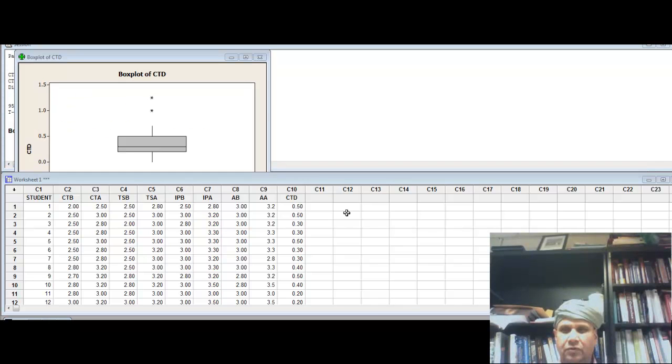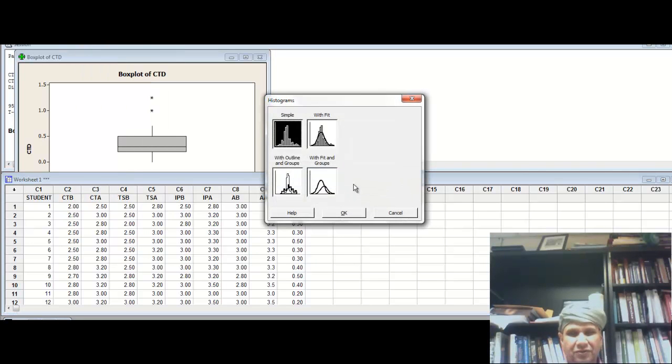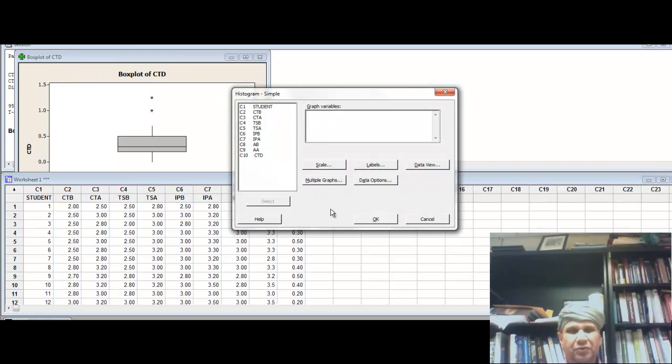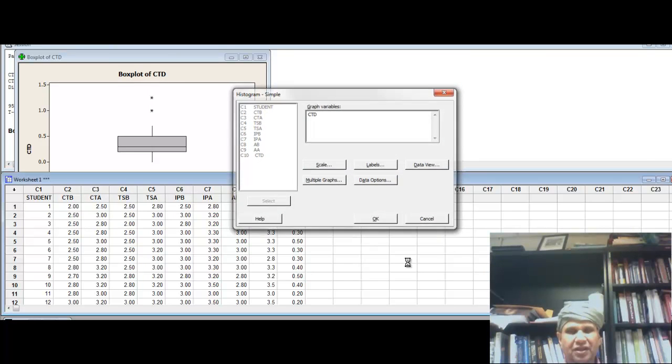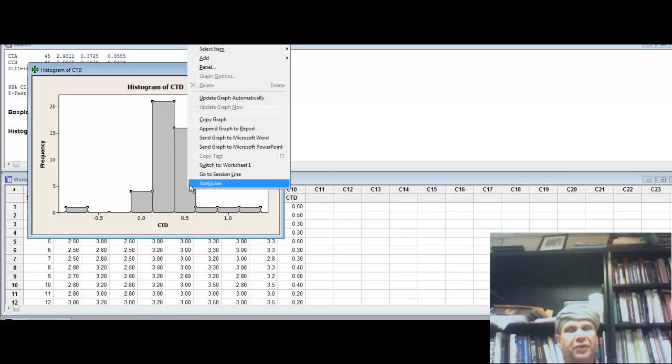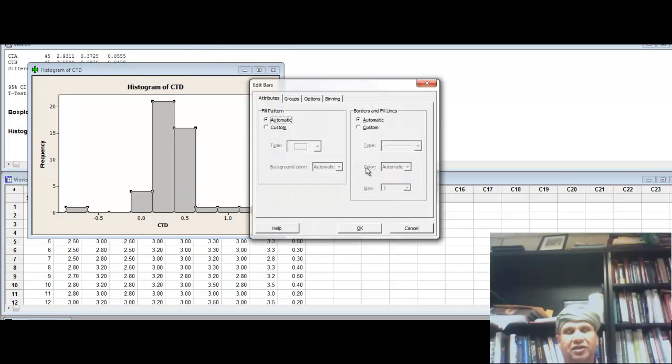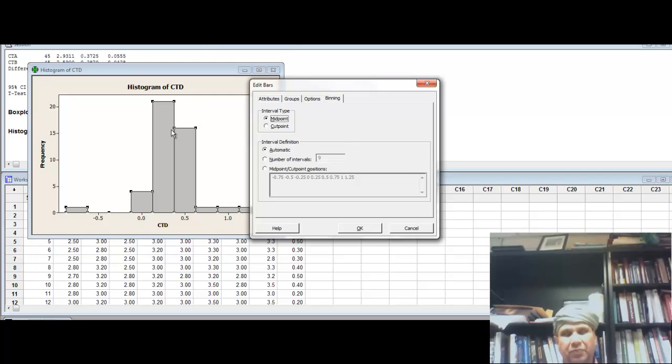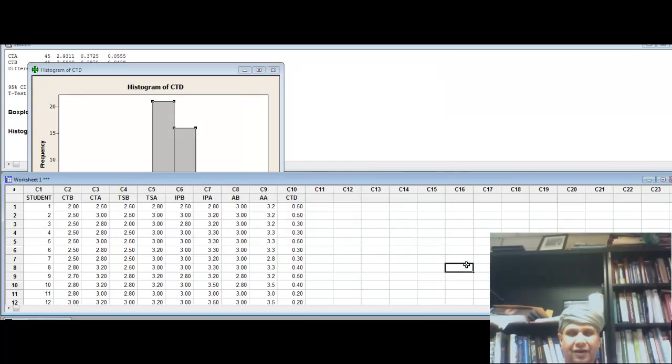So you may be interested in making a histogram of this, so that you can see. So here is a histogram, right? Let's make a simple one, and you can see here is an outlier in this direction and an outlier in this direction. And you can go ahead and just play with that. Go to edit bars, and when you go to binning, you can play with the widths of these. So we are not going to go into that.